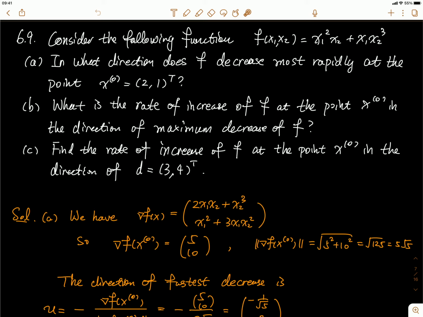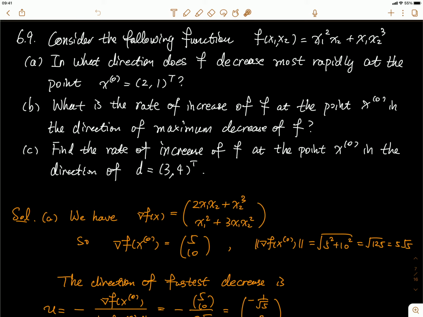So the negative of the gradient will be the direction that decreases the most rapidly. So we just need to find the negative gradient of f at that point. The gradient of f, f is here, the gradient is just this. And the point x0, which is (2, 1), I need to plug in x1 equals 2 and x2 equals 1. Then we'll figure out this gradient of f at the point x0 is just (5, 10).